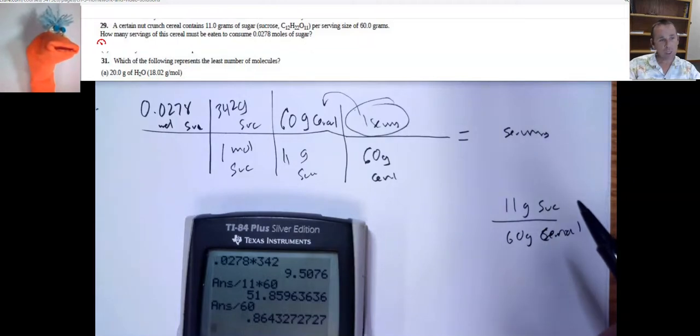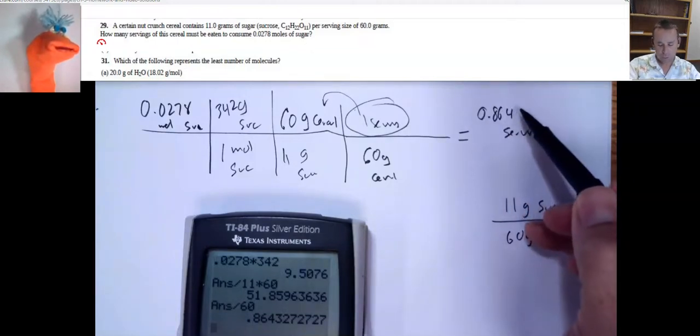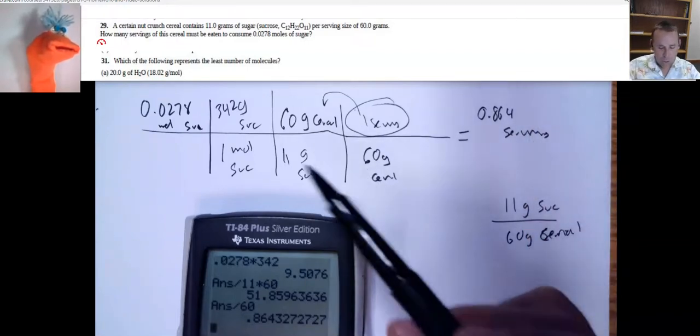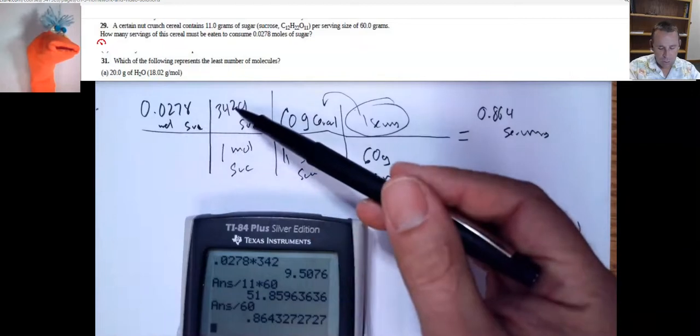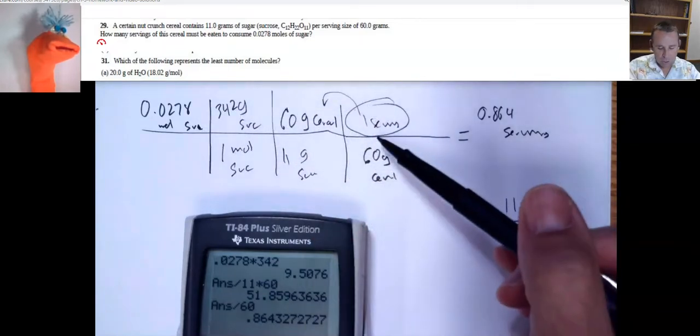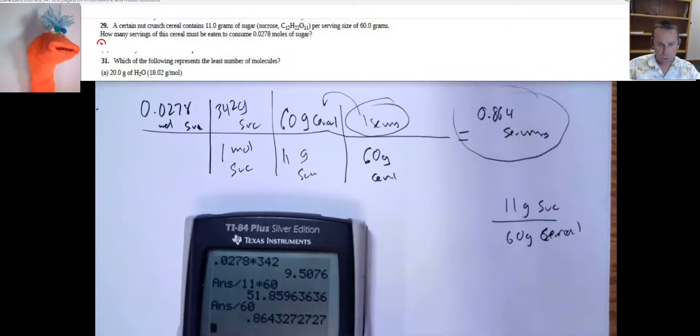Okay, so 0.864 servings. Let's see, did I do that right? 0.0278 times 342 times 60 divided by 60. 0.864 servings. Does that make sense? I guess so, for only 0.0278 moles of sugar. That's right. Good job.